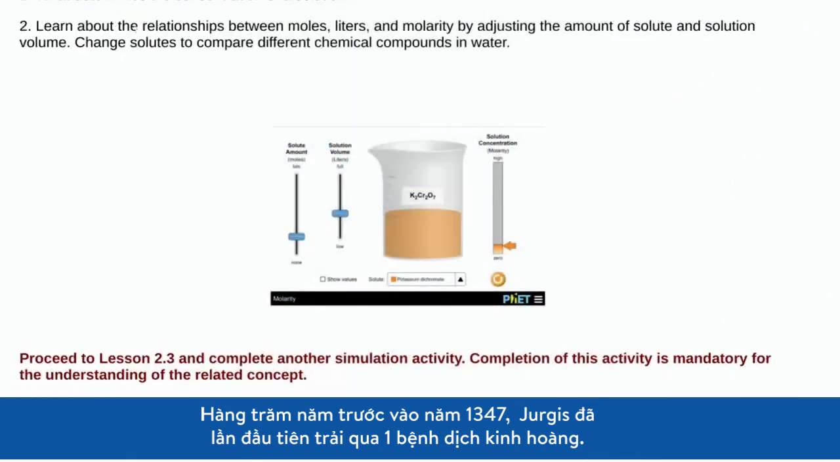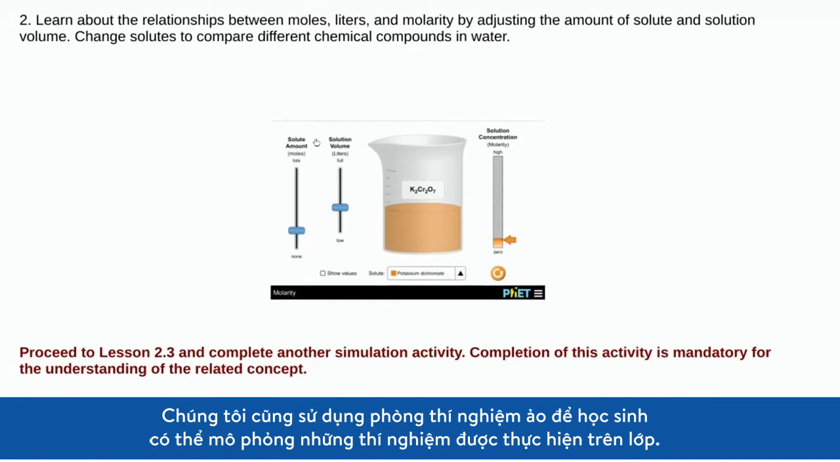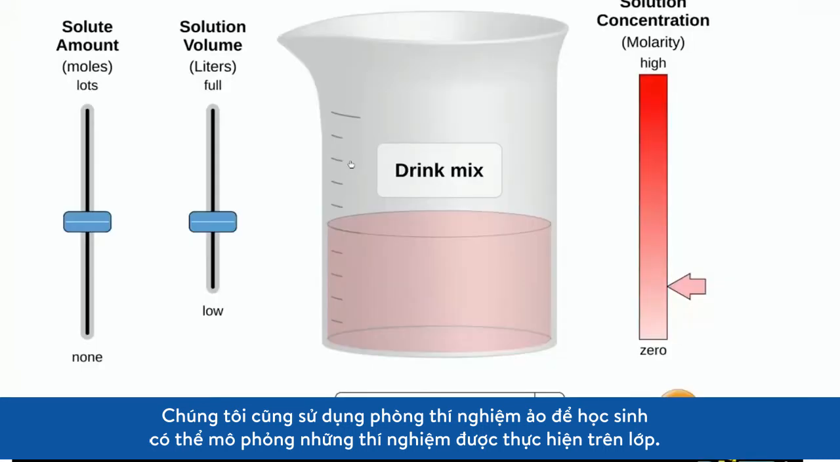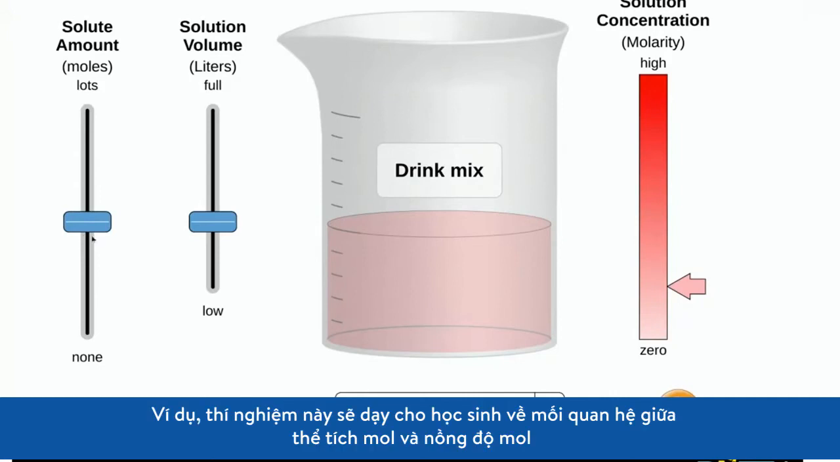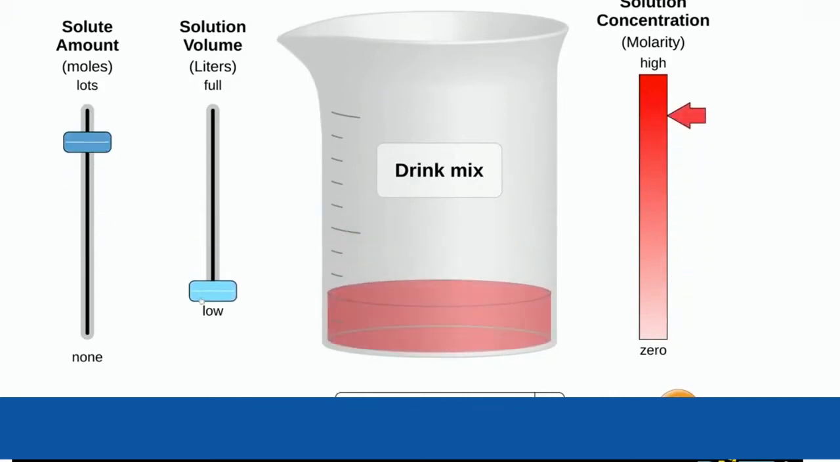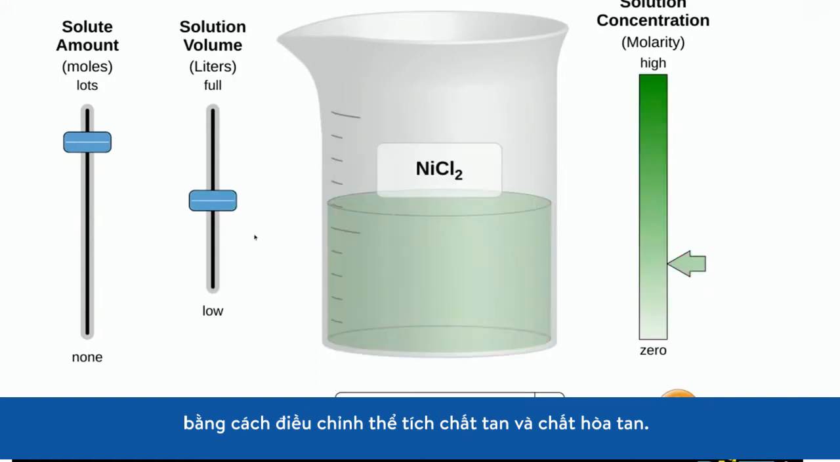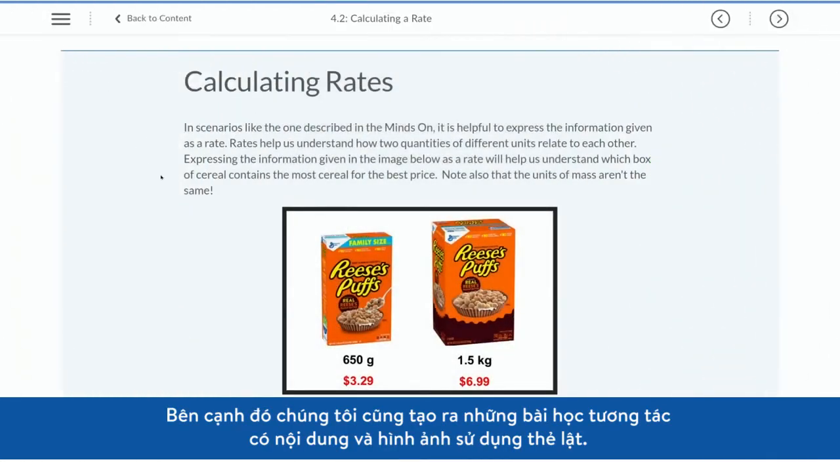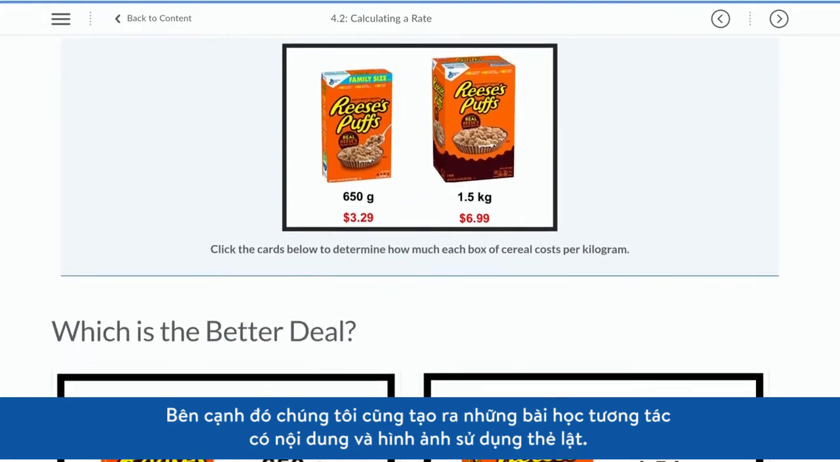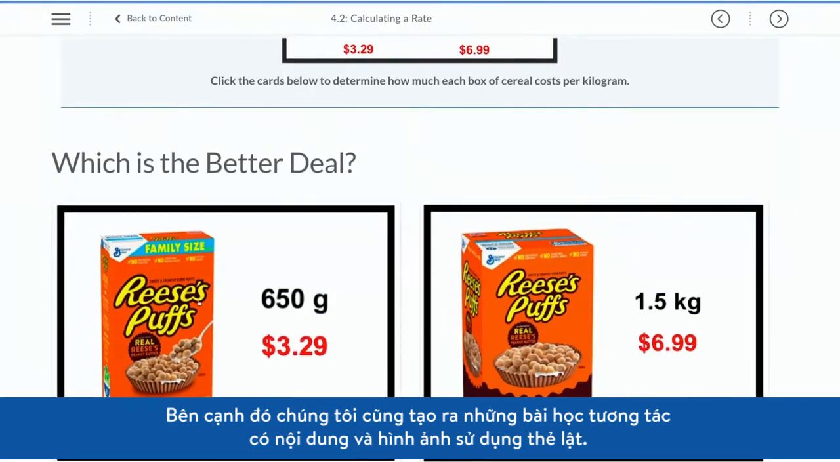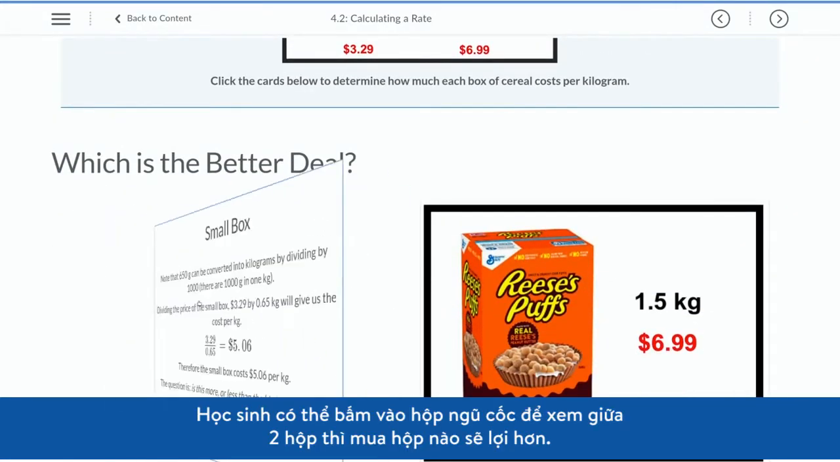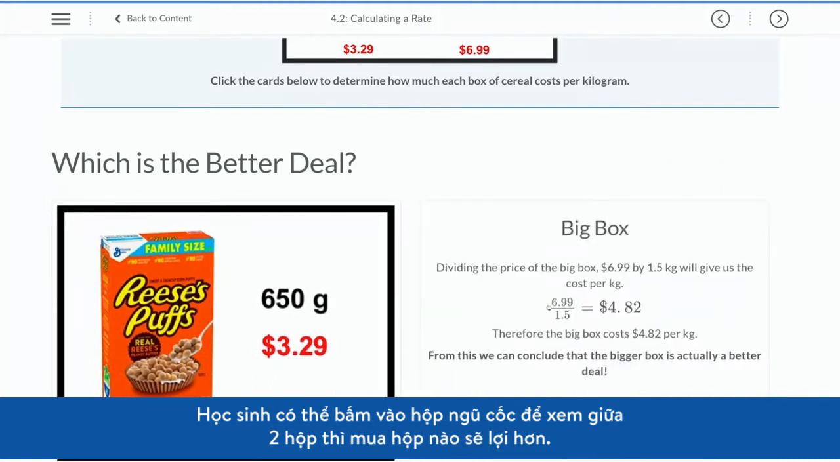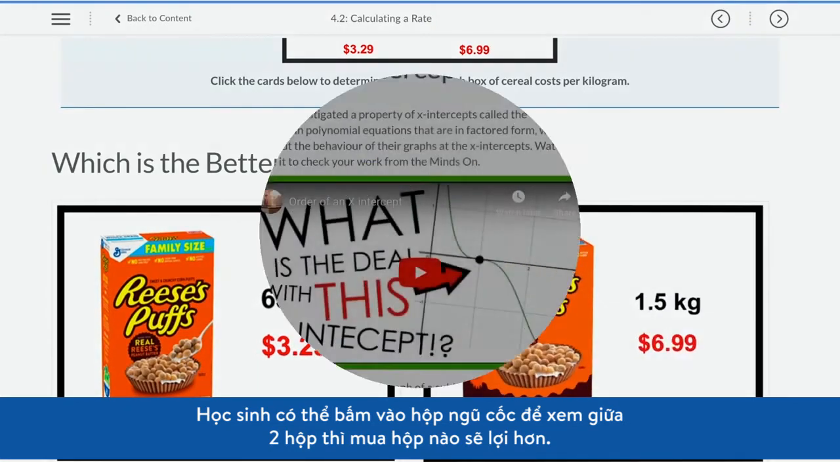We also like to use virtual labs to help students simulate those that might be completed in the physical classroom. For example, this lab teaches students about the relationships between moles, liters, and molarity by adjusting the amount of solute and solution volume. In addition to labs, we also make our text and image-based lessons interactive using tools like these flip cards. Students can click on the cereal boxes to reveal which of the two is the better deal.